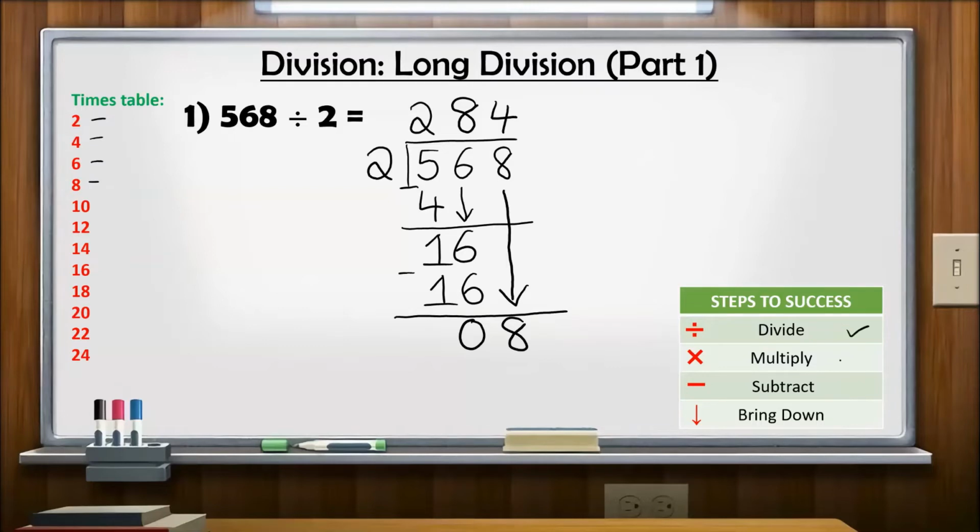Next, I'm going to multiply. 2 times 4, which gives me 8. So I'll put that underneath like this. And then the next step is to subtract. So 8 take away 8 gives me 0. So this tells me when I divided 8 by 2, my answer is 4 with a remainder of 0.